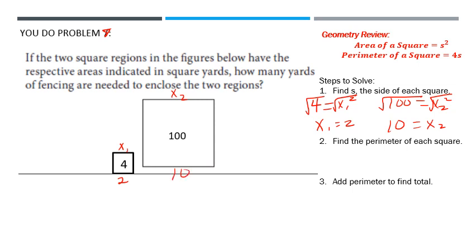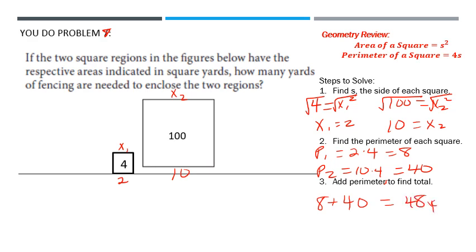Then we're going to find the perimeter. So the perimeter of the first square equals 2 times 4, which is 8. Perimeter of the second square equals 10 times 4, which is 40. We're going to add the perimeters together to find the total. So that gives us 8 plus 40 equals 48 yards. Not square yards, yards, because it's perimeter, not area.